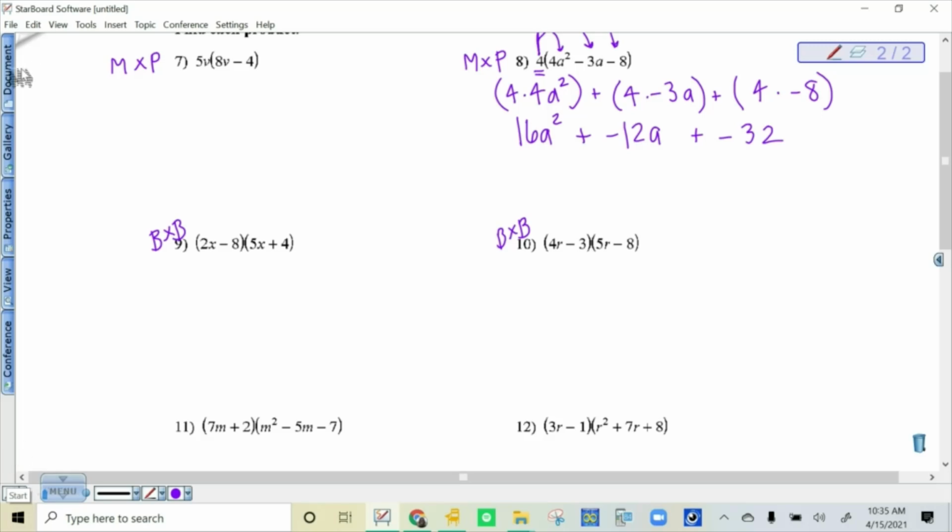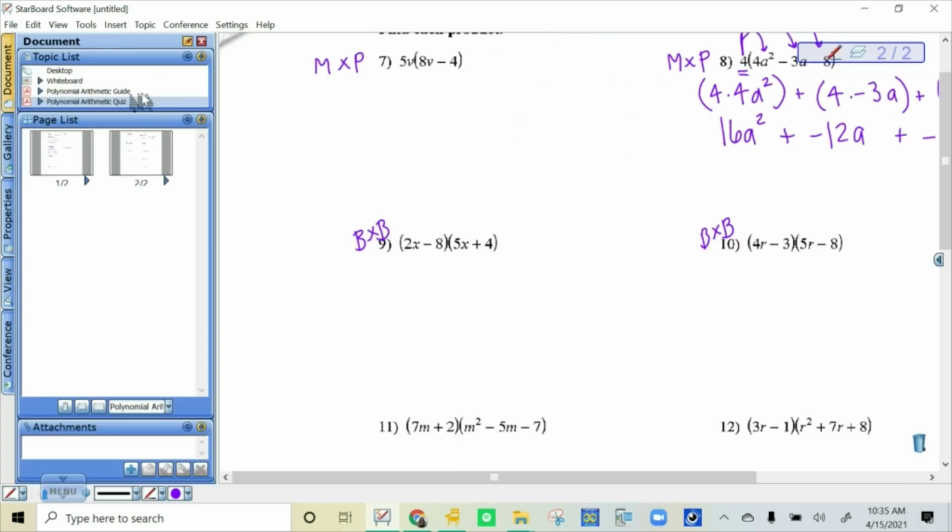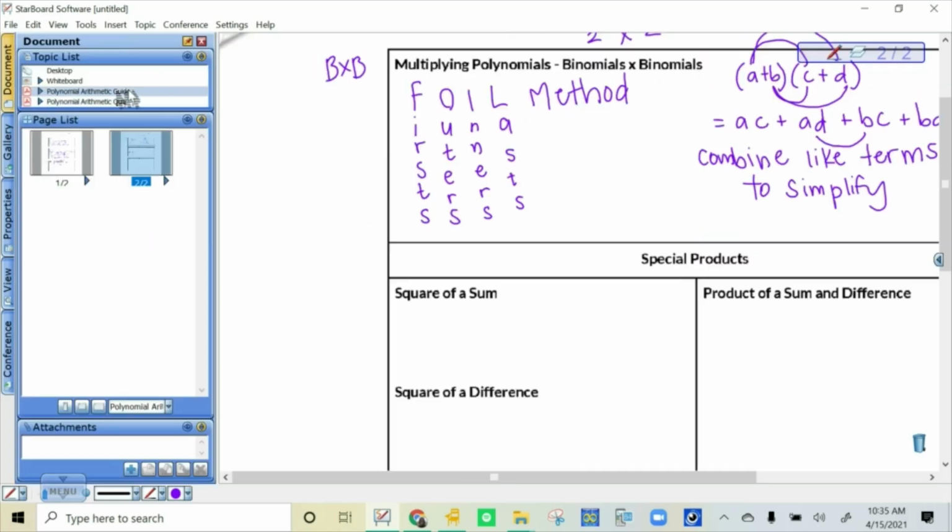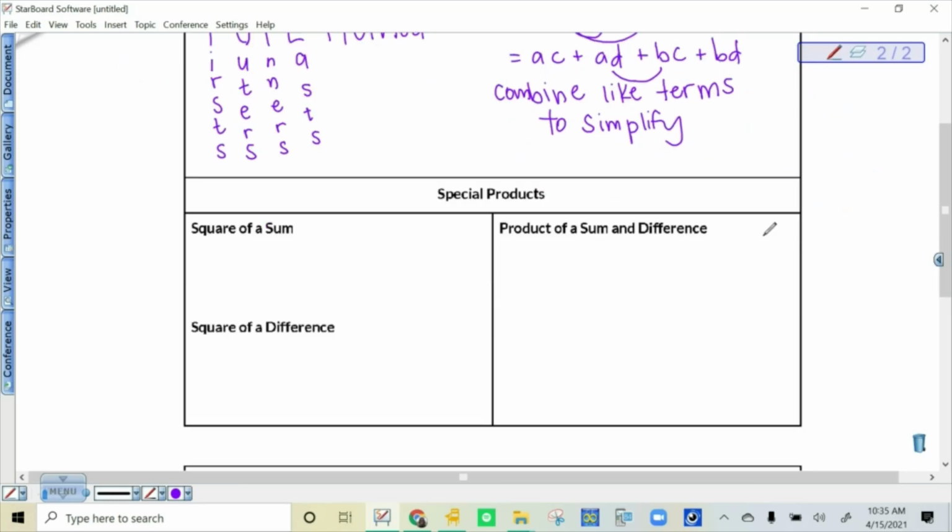And I'm going to keep going, okay? I want to go over the special products with you. That's a big one. Okay, so special products. Square of a sum looks like this. It's going to be a plus b, the quantity squared, equals a squared plus 2ab plus b squared.